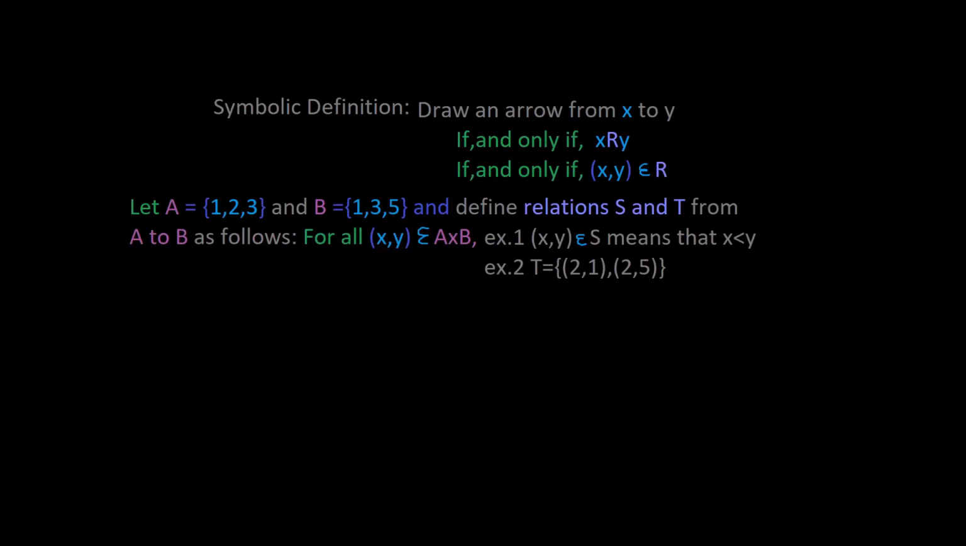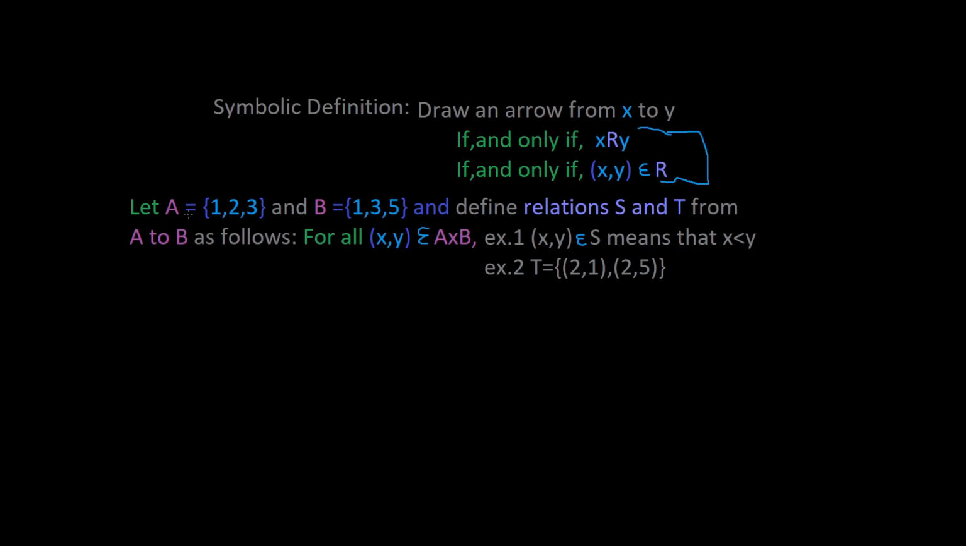Alright, so we're going to figure this out right here. It says symbolic definition: draw an arrow from x to y if and only if x is in relation to y, if and only if the ordered pair (x, y) is an element of R. That's just saying the same thing. When we've been working the problems, you probably could tell that this means the same thing.